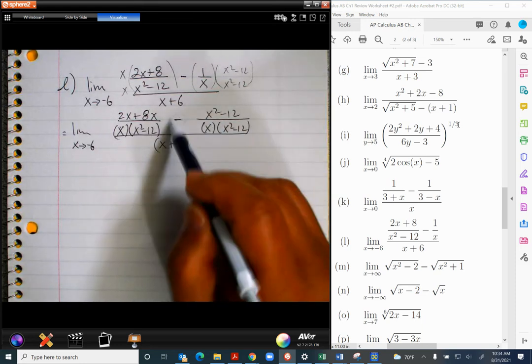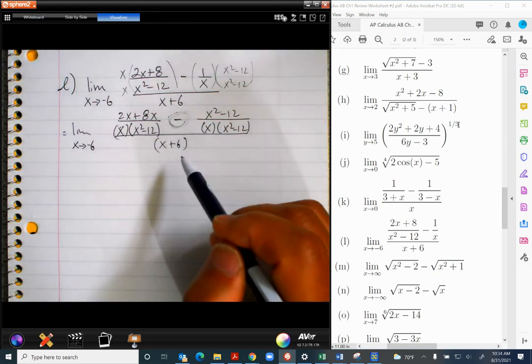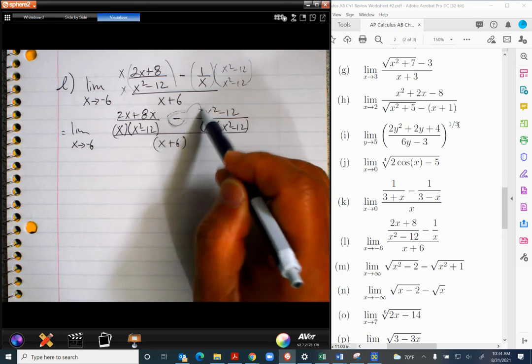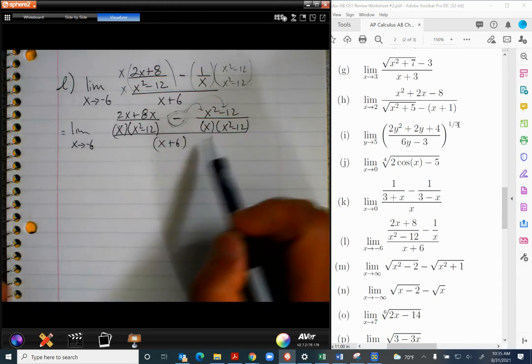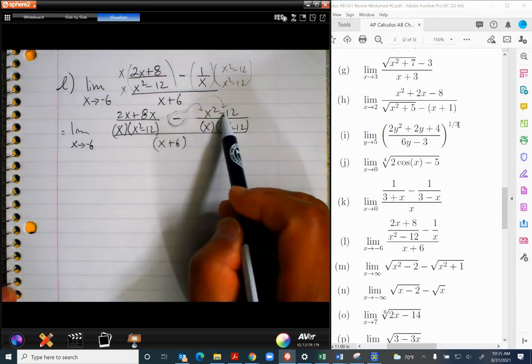But be careful with this negative. What am I supposed to do with that negative? Make sure you distribute to both. I see that common mistake. You do everything correctly, you forget to distribute to the second value.